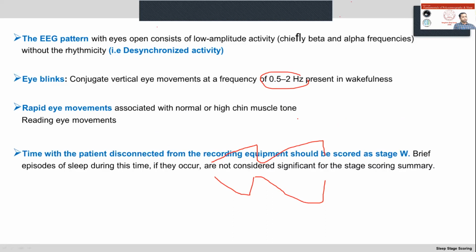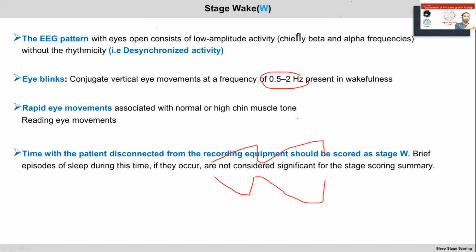So what if the patient is disconnected from the machine? You have put the electrodes, but the machine is not connected because the person wants to go to the washroom. You have to mark that stage. Although data is not there, you know this person was connected and has now gone to the washroom. Even if the patient is sleeping in the washroom, you have to mark it, because you don't know whether the person is sleeping there or not. But as per the rules, when a person is disconnected from the machine, it is stage wake.